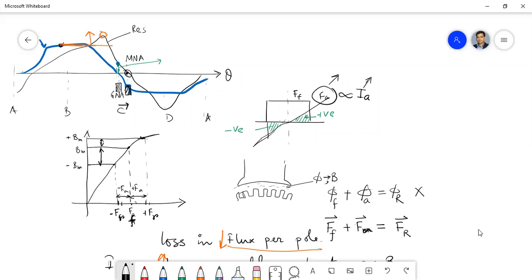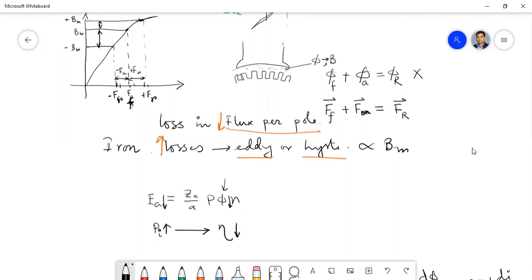So that is the first point. So that means MNA shift from its original position depends on the amount of armature reaction or amount of armature current. So therefore, it is not possible to fix up the brush at a particular position for varying load current operation. So that is the first problem of shifting of brush.